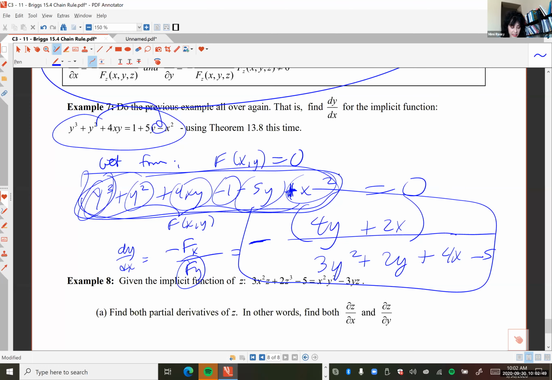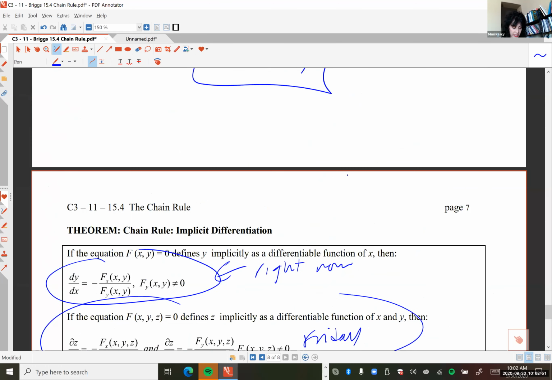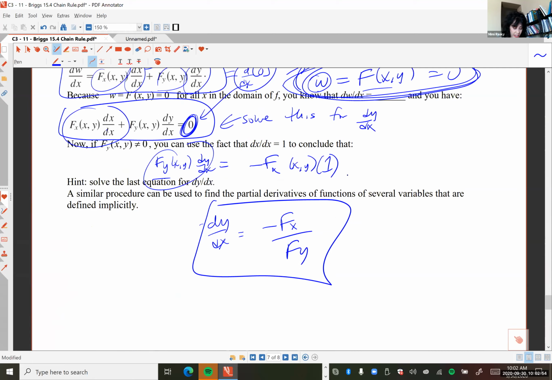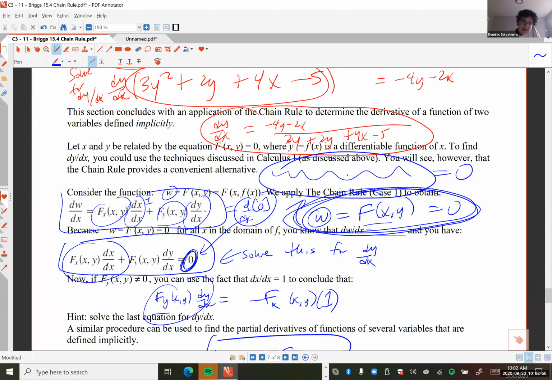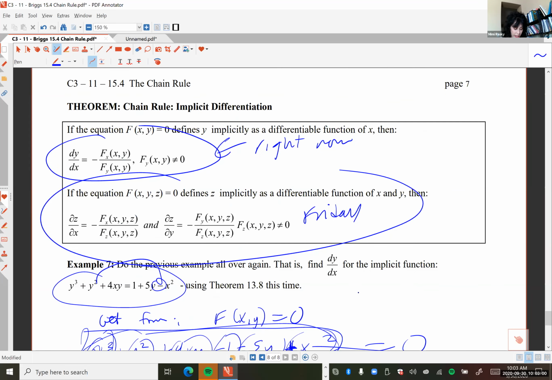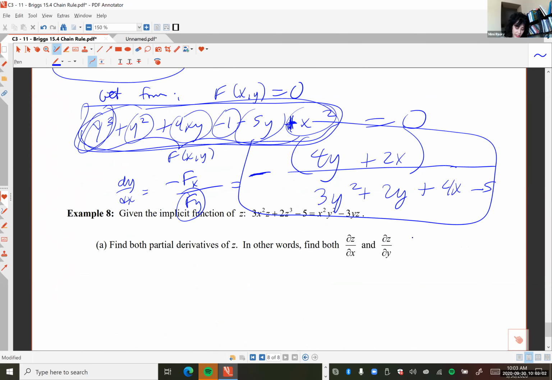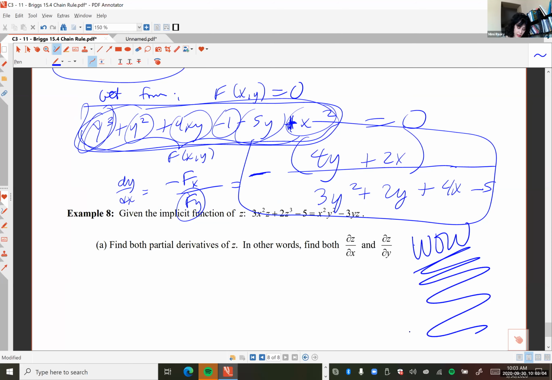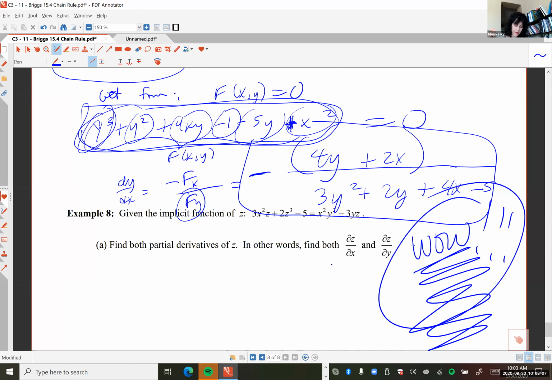Now compare that to the answer that I got when I did it the calculus 1 way. Is that the same? It's the exact same. It's the exact same darn thing. Is that exciting or what? Everybody in the room should be saying the following. Wow. Wow is correct.